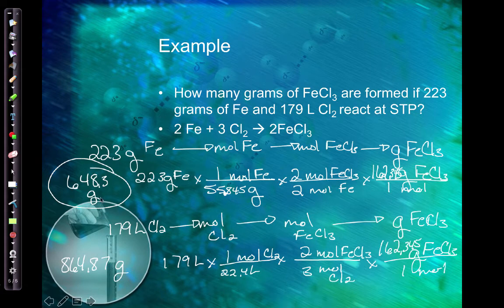Because once I make this much, I should be out of my iron. So my iron is my limiting reactant, my chlorine is my excess, so I should have leftover chlorine in whatever the vessel is that the reaction's happening in.